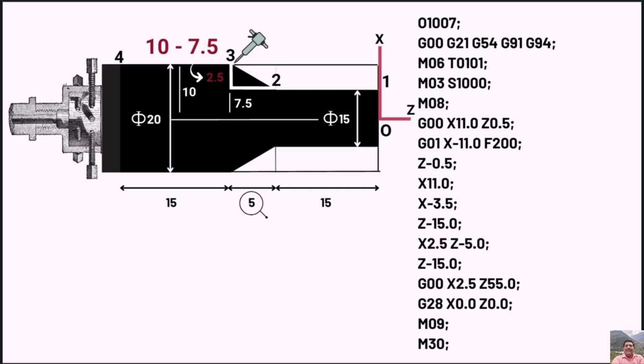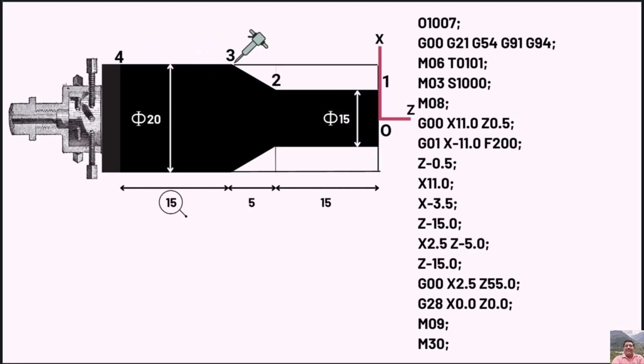Now from point 3 to 4, a linear interpolation of 15 mm is required. So for this, we will give the command Z-15.0, and hence the final geometry is now obtained. So we will begin retracting the tool following the same procedure as in case of absolute approach. The rest of the code is relatively similar.